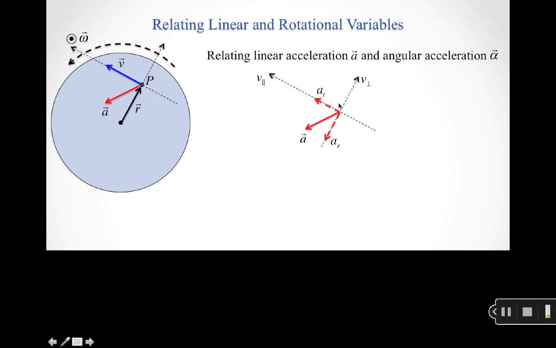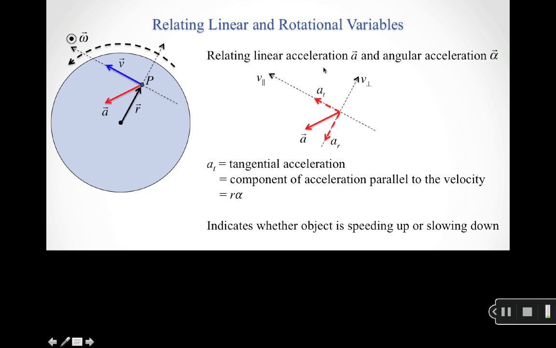And so now if I want to break my acceleration up in this coordinate system, what I notice is I've got a component that lies along the line parallel to the velocity vector, and a component that lies perpendicular to the line of the velocity vector. And so what I can do then is think about these two components. And let's talk about this one first. So a_T happens to be what's known as the tangential acceleration. It's the component of the acceleration parallel to the velocity.